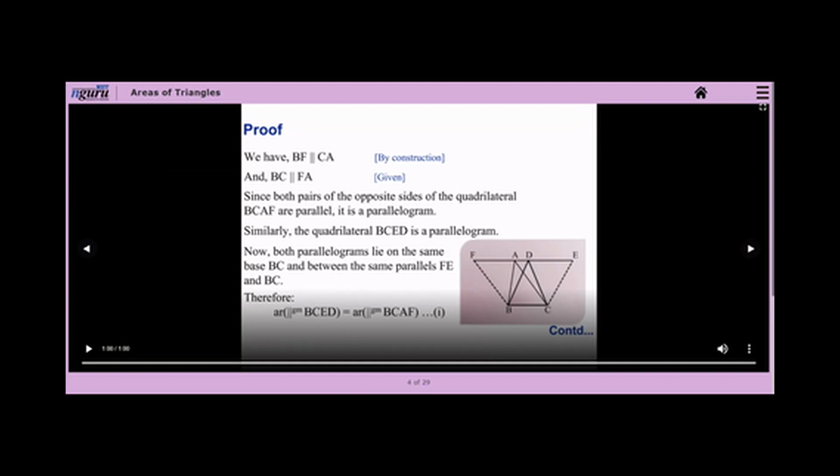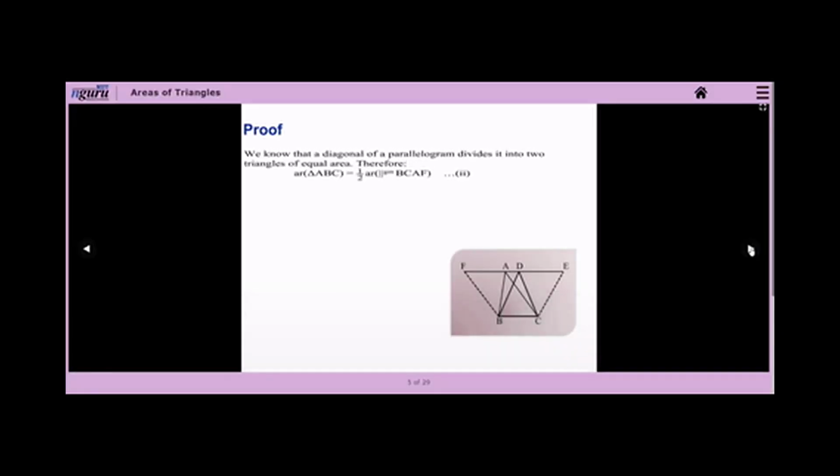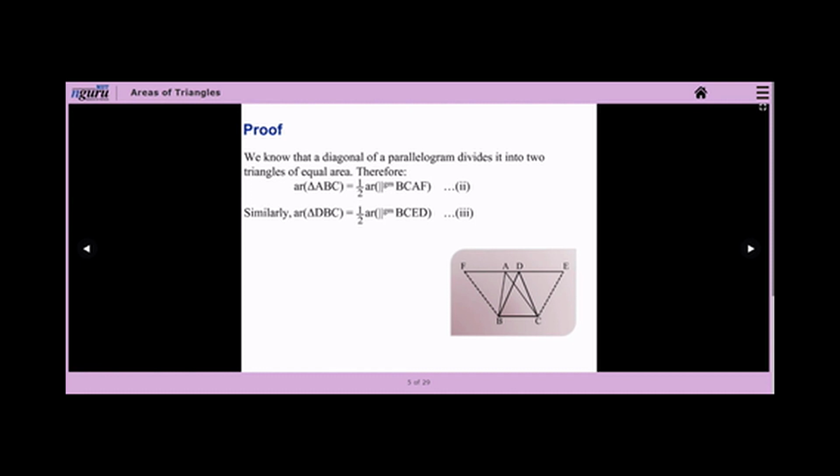The area of triangle ABC is equal to half of parallelogram FACB, ma'am. And also, the area of triangle BDC is equal to half of parallelogram BDEC, ma'am. So they are equal. Correct. Another way is you can draw the height perpendicular and prove. We know that a diagonal of a parallelogram divides it into two triangles of equal area. Therefore, the area of the triangle ABC is equal to half the area of the parallelogram BCAF. Denote this as equation 2. Similarly, the area of the triangle DBC is equal to half the area of the parallelogram BCED. Denote this as equation 3.